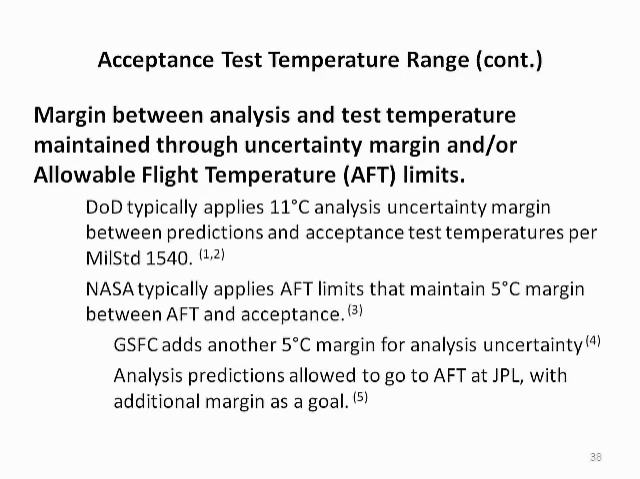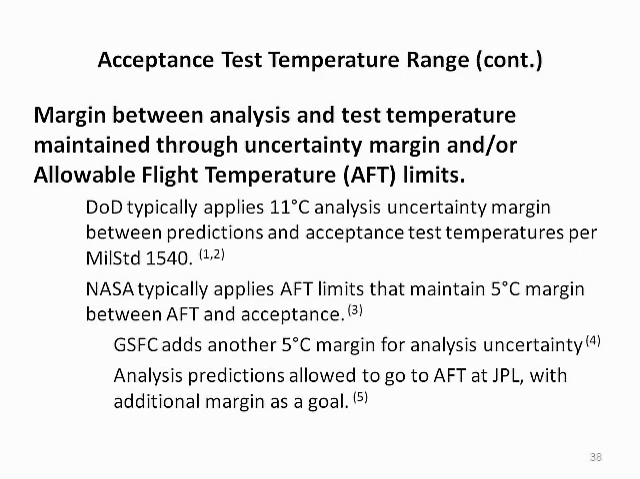To ensure the flight hardware does not exceed its acceptance temperature during the actual mission, most organizations require that margin be maintained between flight temperatures predicted by analysis and the temperature at which the flight hardware is acceptance tested. This is done through the use of analysis uncertainty margin and/or establishing allowable flight temperatures that limit the predicted temperatures to a range that is less severe than that used in the acceptance test.